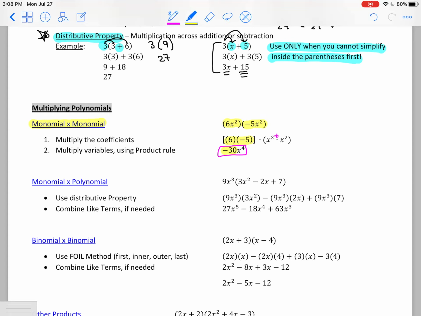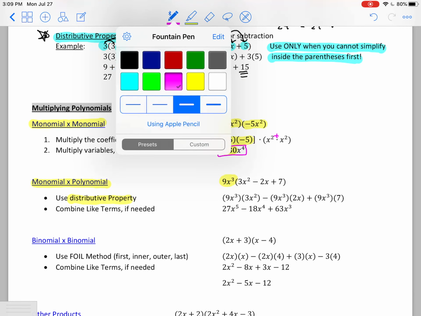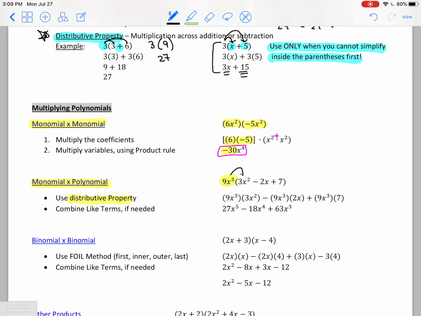All right, so the second type here is a monomial times a polynomial. And when we have that, here we go using that distributive property that we just talked about. And what we're really saying is that this 9x cubed in our particular example has to be multiplied by everything inside that parenthesis. So it's got to be multiplied by the 3x squared, by the negative 2x, and by the 7.